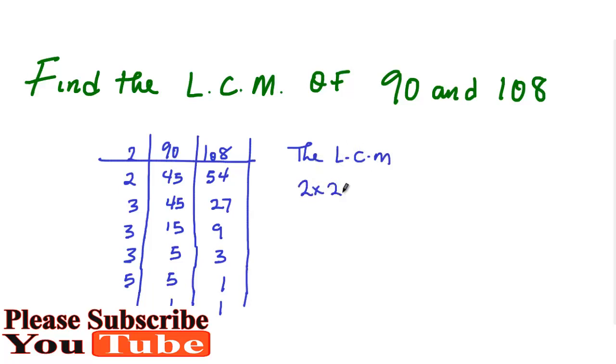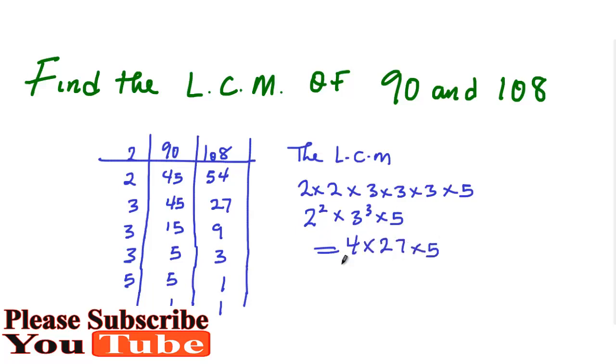2 times 2 times 3 times 3 times 3 times 5. So that will give us 2 raised to power 2 times 3 raised to power 3 times 5. All right, so 2 raised to power 2 will give us 4. Then 3 raised to power 3 will give us 27, then times 5. So if I multiply all this together, it's going to give you 540. So this is the least common multiple of these numbers.